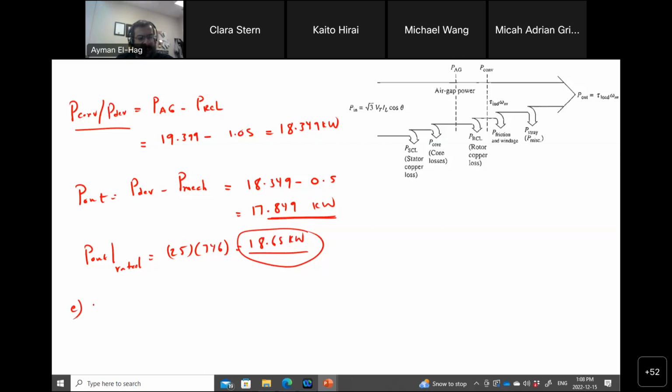And then finally, you want to find the motor efficiency. This is the last part. The motor efficiency, as we know, is P out over P in times 100 for percentage. Your P out is calculated as 17.849, and your P in was already calculated as 20.699, times 100, and this will give me your efficiency as 86.2%.